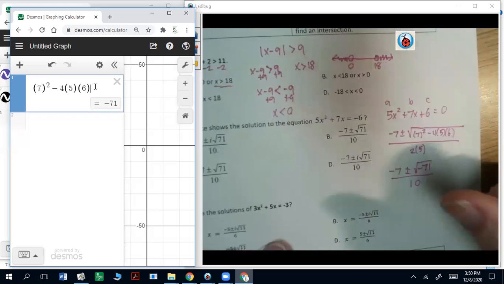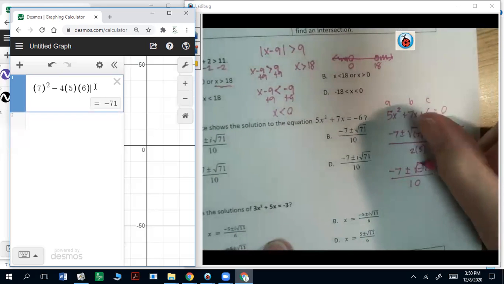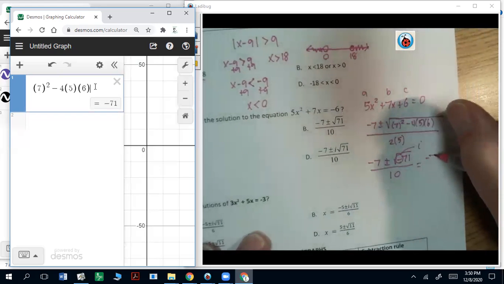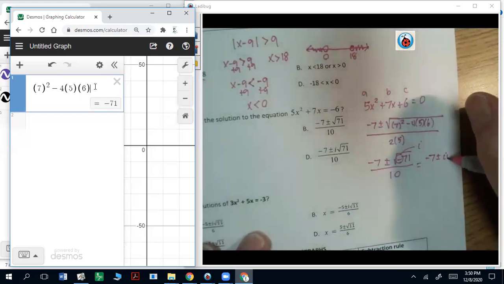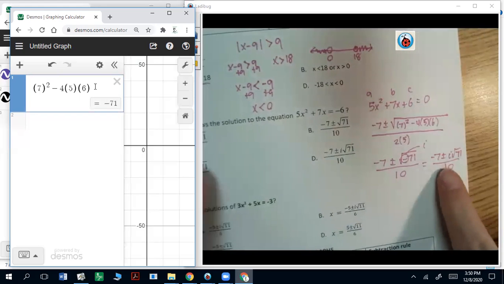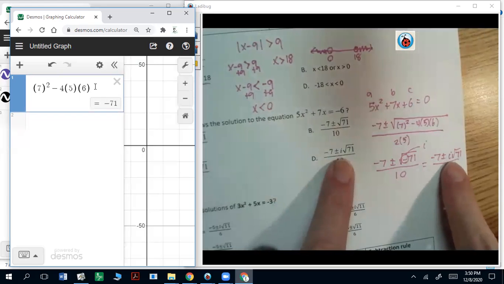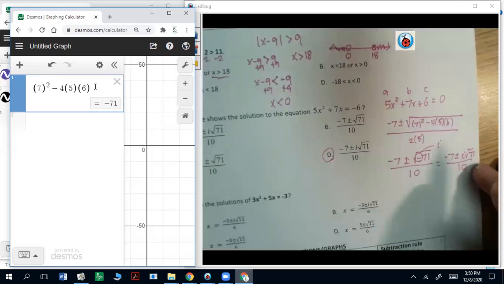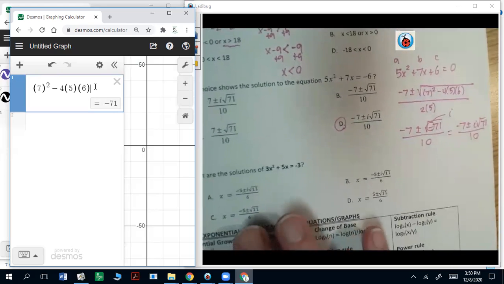Now you might remember that if you have a negative under the square root, that's actually an i. So it's an imaginary number: -7 plus or minus i square root of 71 over 10. So anytime you have a negative in the square root, you've got to pull an i out. You'll shoot your eye out. That's how you do that one. And that's how you do number 3 as well.